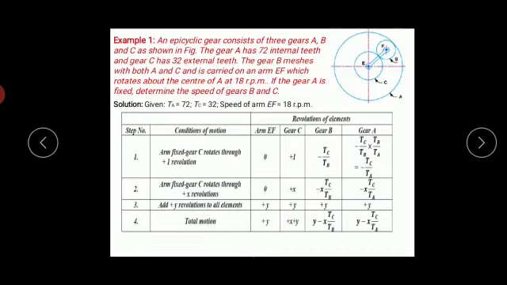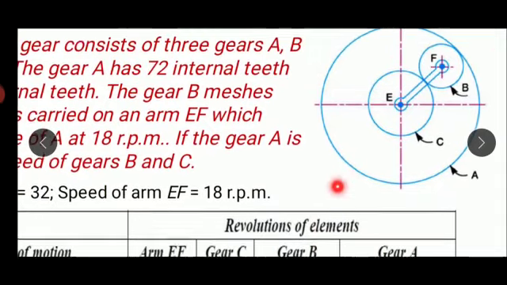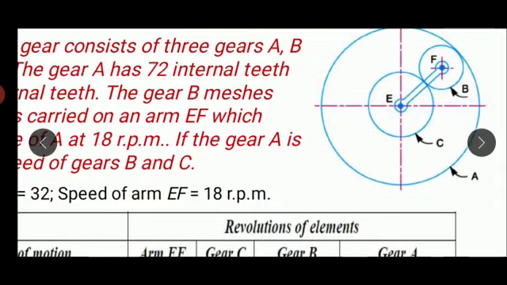So this is a statement of the problem, and in the statement of the problem itself, we are being given the sketch for the gear train problem. So let us analyze the sketch of the gear train problem here. So this is a particular gear train problem. We are having 3 gears A, B and C, and gear B and C is being joined or connected by an arm EF.